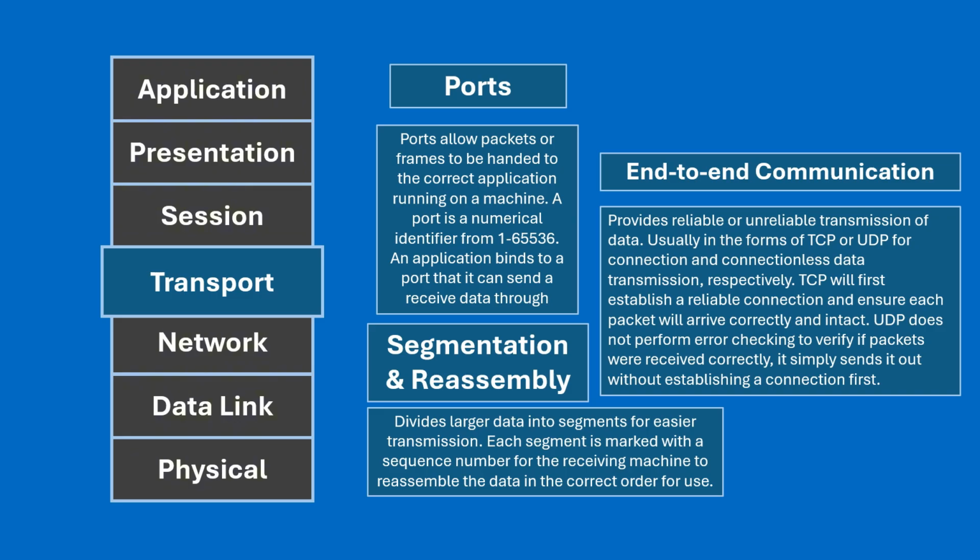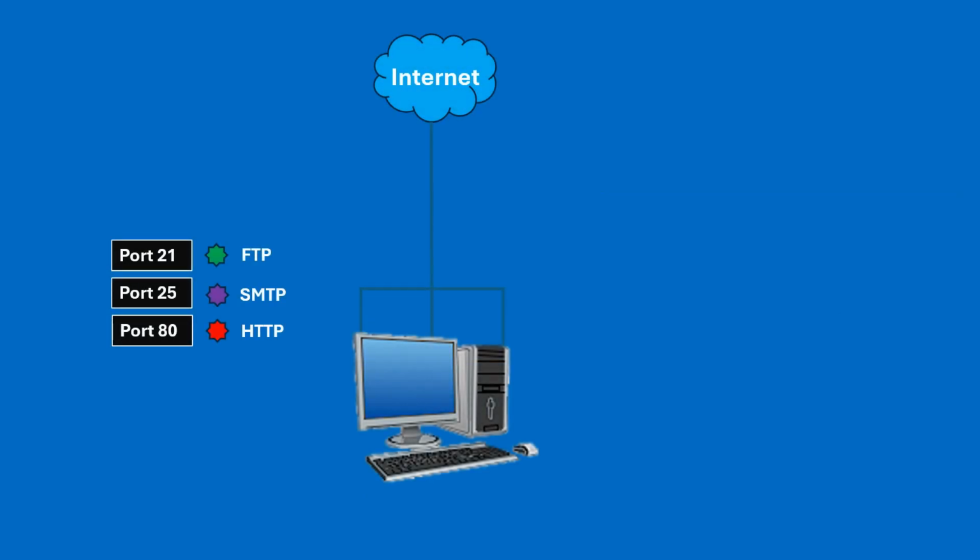Segmentation and reassembly is the process of dividing large data into chunks that are more optimized to send over the internet. Each segment of data is marked with a sequence number to ensure data arrives orderly. The following animation demonstrates how a machine can open multiple logical ports to allow multiple applications to run and communicate over the internet.